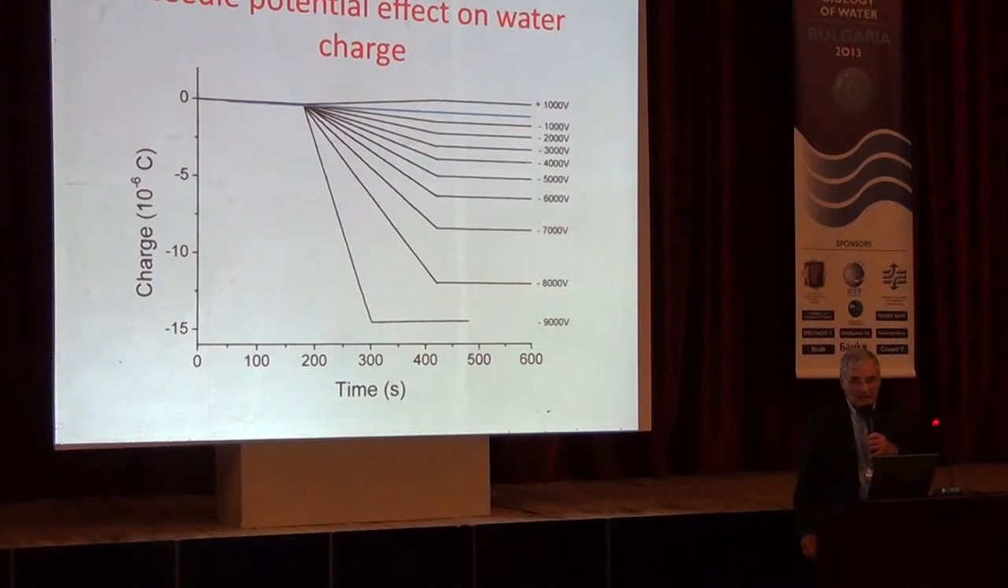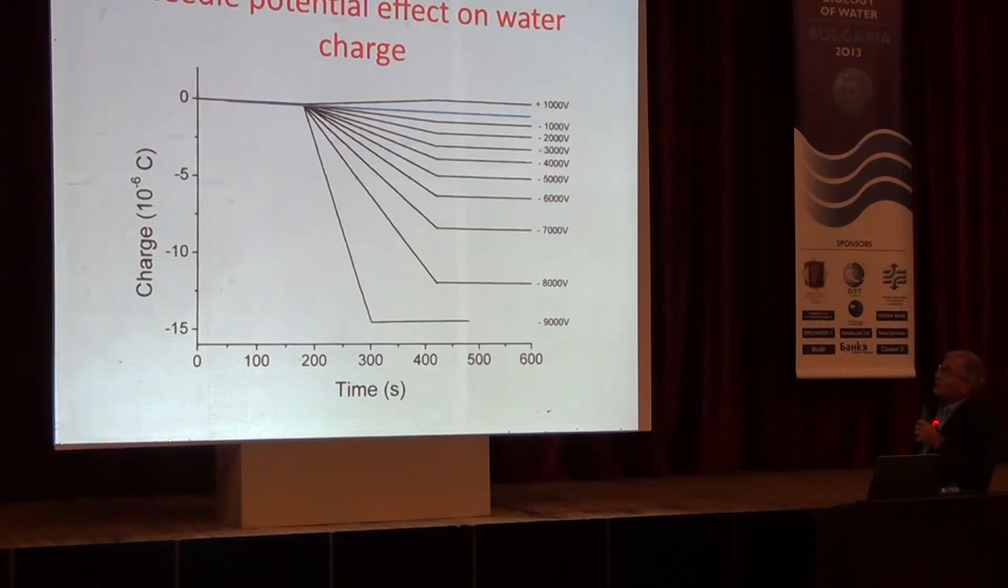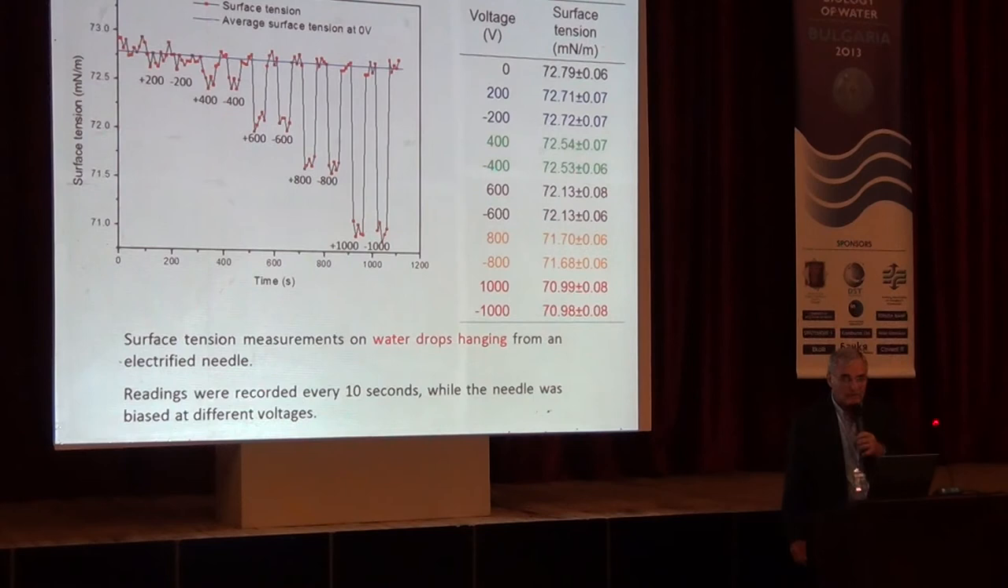And that plot sums up the effect of the potential on water charge. It shows mostly the negative region. The positive is essentially symmetric to this. You see that the effect increases very much as the potential increases. And that's the lower voltage region. You'll see it in more detail.